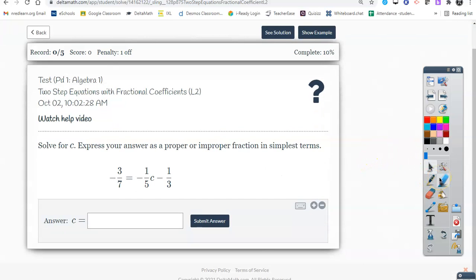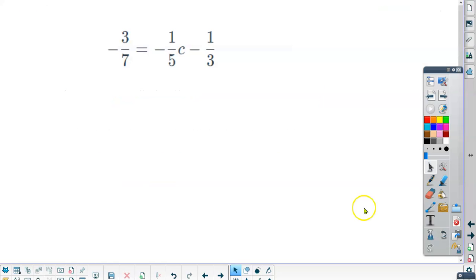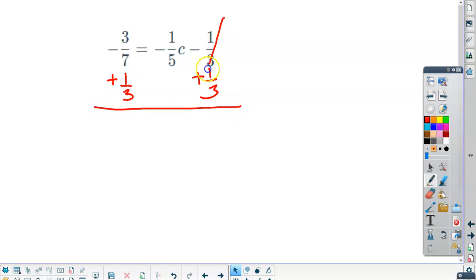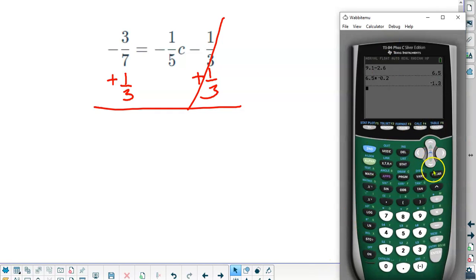All right, for this sentence here, -3/7 equals -1/5 c minus 1/3. I'm actually going to take a quick screenshot here so that I have a lot more white space to write. This is the constant, so I'm going to remove this by adding it to both sides. Now, I could certainly try and find common denominators and do this math myself, but there is no need when we have these fancy calculators.